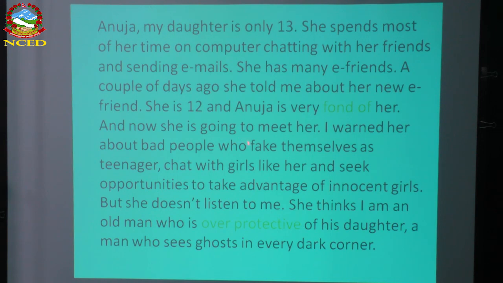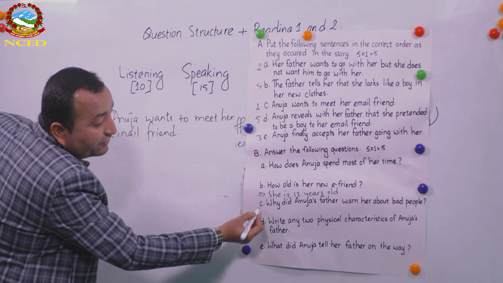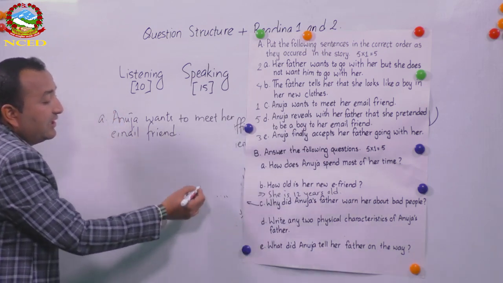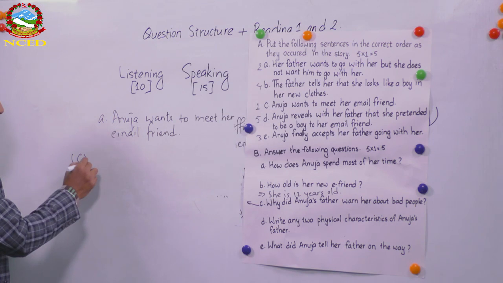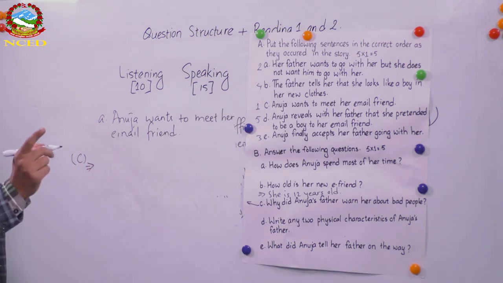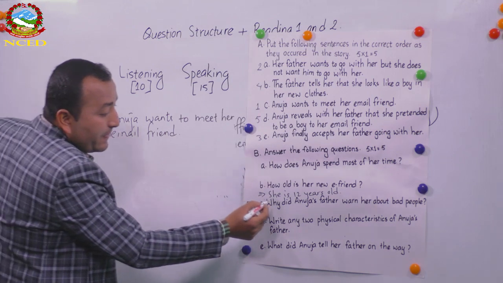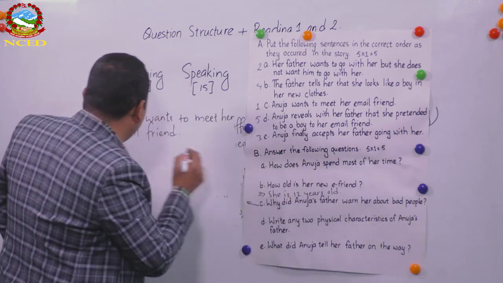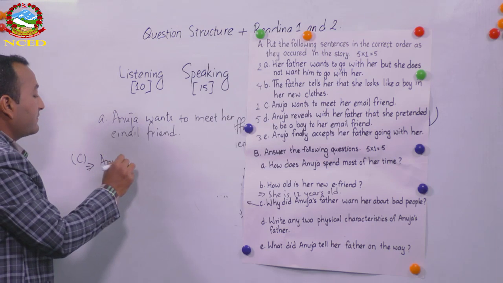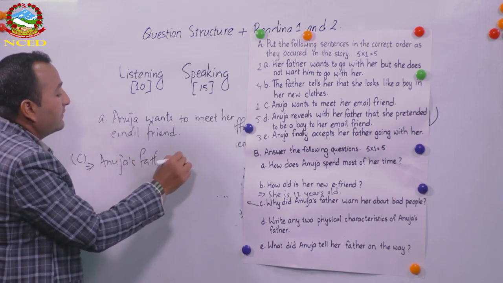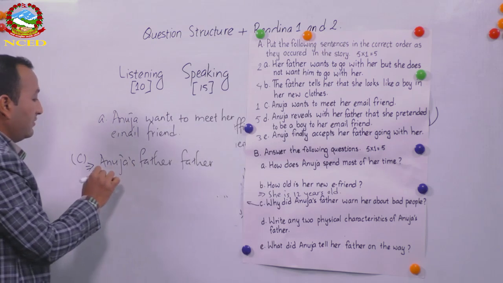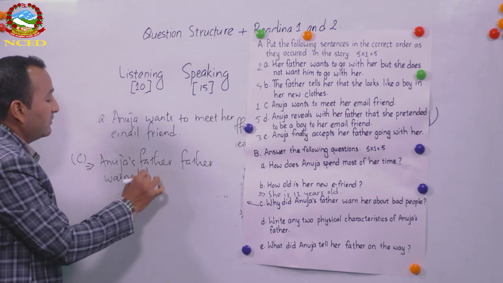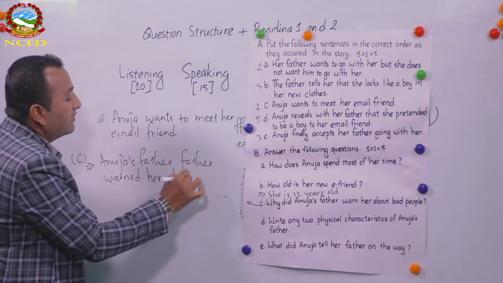bad people, because they may fake themselves as teenagers and take advantage. Simply you can write, shorten the answer. Don't copy the whole sentence. For this, number C, let me show the answer here. For number C, you can simply write, Anuja's father warned her about bad people.